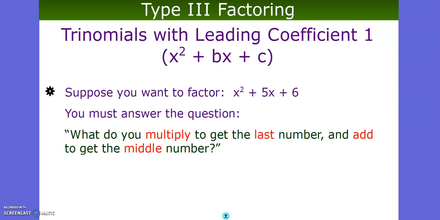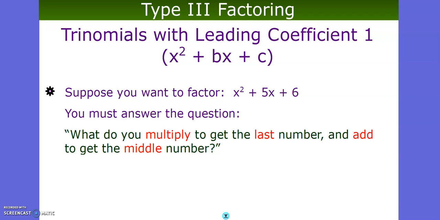In this video, we'll take a look at factoring trinomials with a leading coefficient of 1. We'll take a look at the slide. You'll see x squared plus bx plus c. This is the form of a trinomial. Suppose we want to factor x squared plus 5x plus 6.